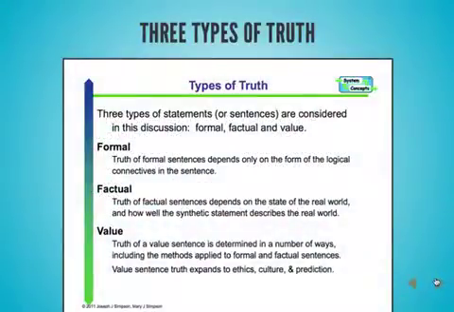So the types of truth: there's a formal truth, which depends only on the logical connectives in the sentence. You can do computation, they're certain, they have some nice qualities to them. There's factual truth, which depends on the state of the real world. And then there's value truth, which can be determined in a number of different ways, but is really dependent upon the value system associated with an individual or an organization, and it really expands into ethics, culture, and prediction type issues.